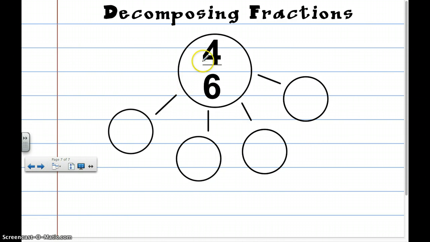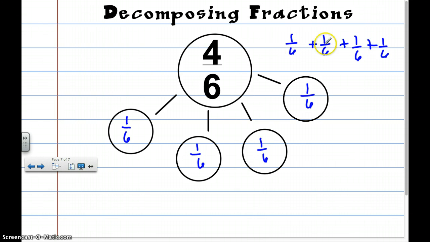Let's do another one. 4/6. So I know that 4/6 can be made up of 1/6 plus 1/6 plus 1/6 plus 1/6. So I can break this down, and if I put them all back together, it will give me 4/6.